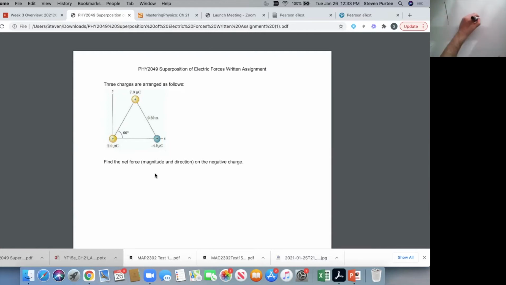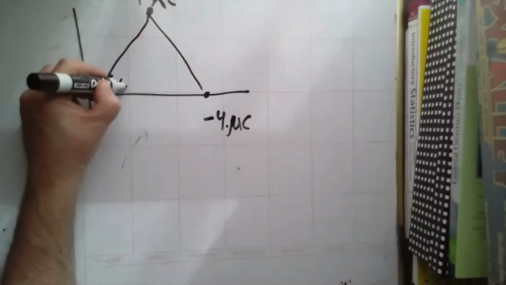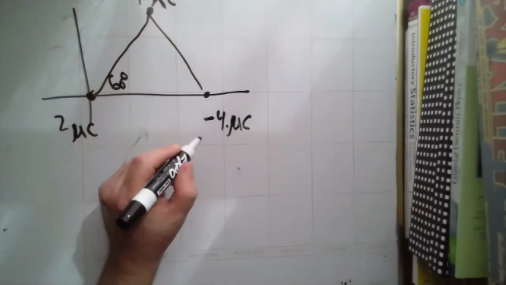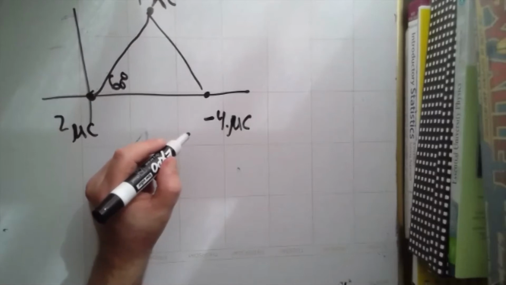So we've got this scenario. I'm going to help you with this problem. I've got my 2 microcoulombs and -4 microcoulombs. I've got an equilateral triangle here. This is a 60-degree angle. And what were my distances? They were all the same. I think it was half a meter.